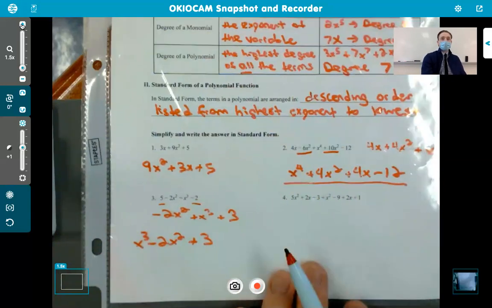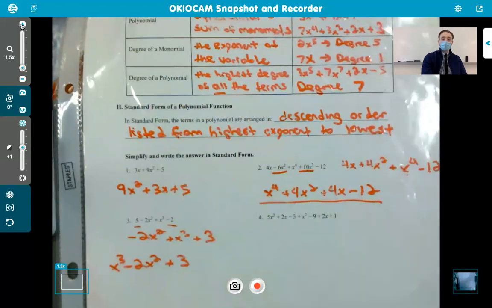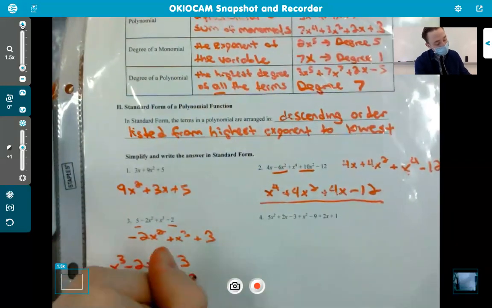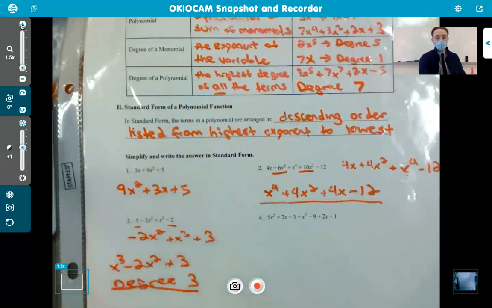So using our definition from before, 3. Good. Right? It's whatever that highest exponent is. So this is of degree 3. And what's the leading coefficient of that polynomial? What's in front of that x cubed? A 1, right? Another question that you might be asked is what's the leading coefficient of this polynomial expression?